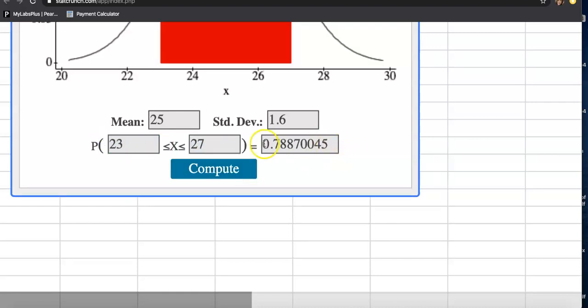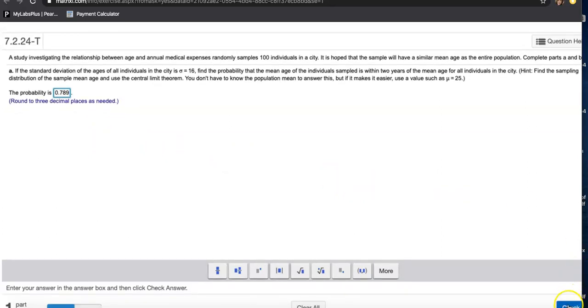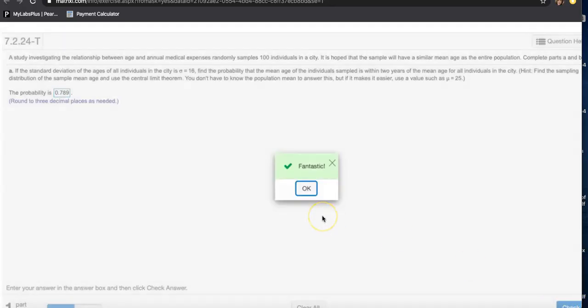The answer is 0.7887. I'm going to go ahead and just type this in my link right here. They want you to round to 3 decimal places. So I'll round this up to 0.789. Let's check answer. Fantastic. Awesome.